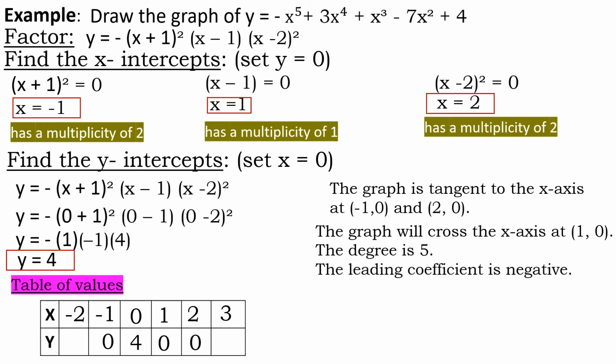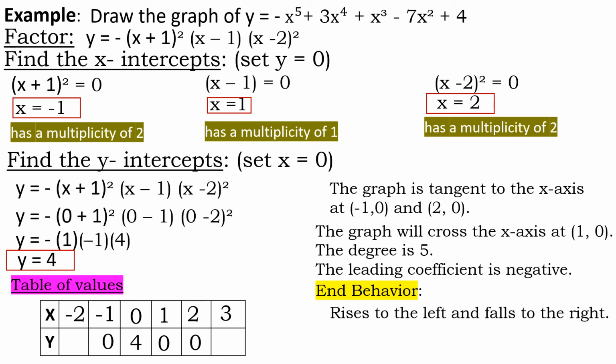The degree of the polynomial is 5. The leading coefficient is negative. So, ang end behavior natin, if the degree is an odd number and the leading coefficient is negative, the graph rises to the left and falls to the right. How many maximum number of turning points? Kung ang degree mo ay 5, 5 minus 1, so the maximum number of turning points is 4.